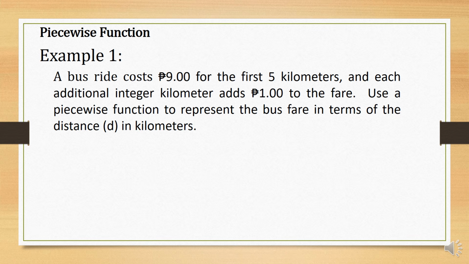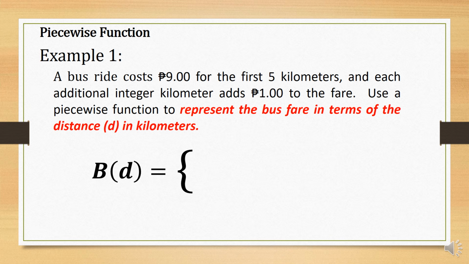Example number 1. A bus ride costs 9 pesos for the first 5 kilometers, and each additional integer kilometer adds 1 peso to the fare. Use a piecewise function to represent the bus fare in terms of the distance in kilometers. We can represent the bus fare in terms of the distance in kilometers as b of d.